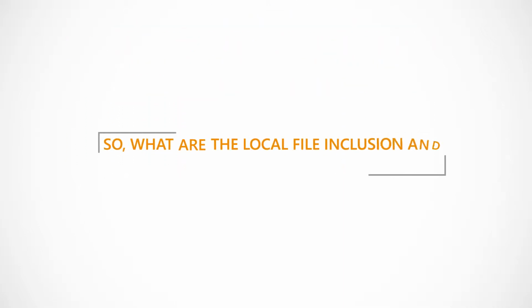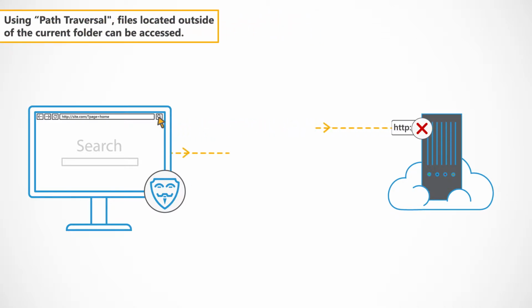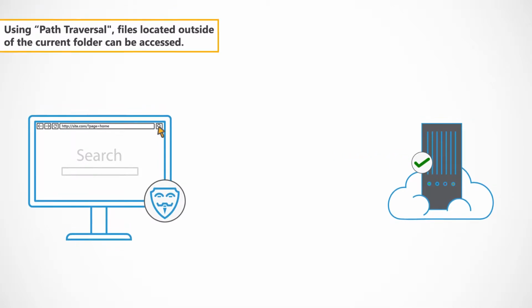So, what are local file inclusion and path traversal vulnerabilities? Local file inclusion, or LFI, is a vulnerability that allows files hosted on the server to be included and potentially executed. Using path traversal, files located outside of the current folder can be accessed.